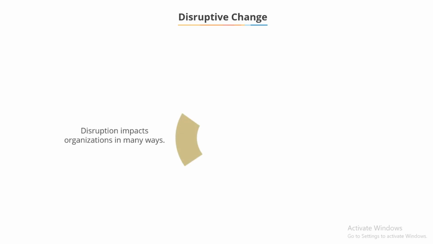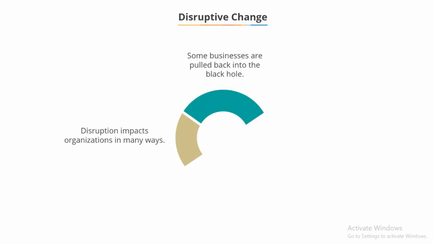Disruption impacts organizations in many ways, and some businesses are pulled back into the black hole, while others emerge as strong leaders. The example of Nokia and Apple from the previous lessons clearly depicts the difference. In the upcoming video, we will explore how a leader should respond to disruptive changes.